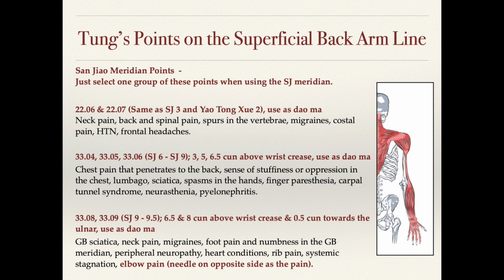33.08 and 33.09. Gallbladder sciatica, we've talked about this. I think this is all clear by now. Peripheral neuropathy and heart conditions, rib pain, systemic stagnation. So yeah, try just using these points in your clinic for a day or for a week and look at people's patterns, and especially systemic stagnation and liver stagnation patterns where the gallbladder is affected. You can use these points as well, and I think you'll be happy with the results.